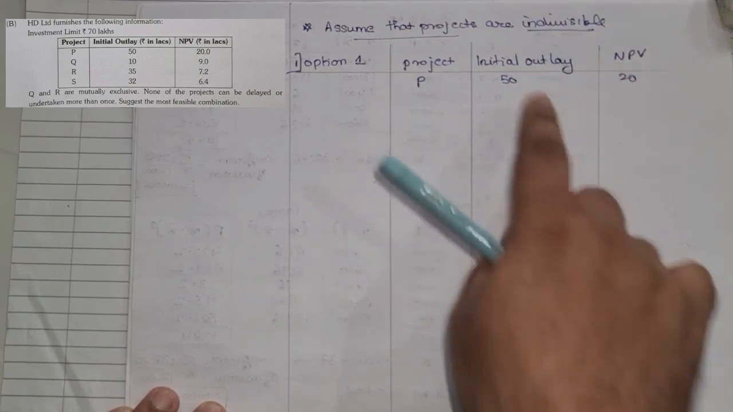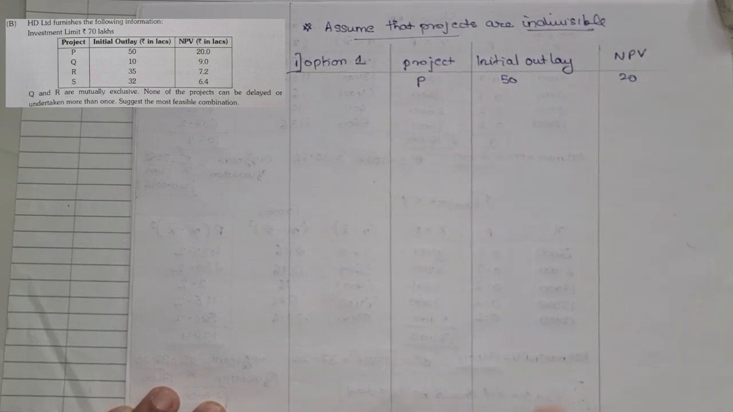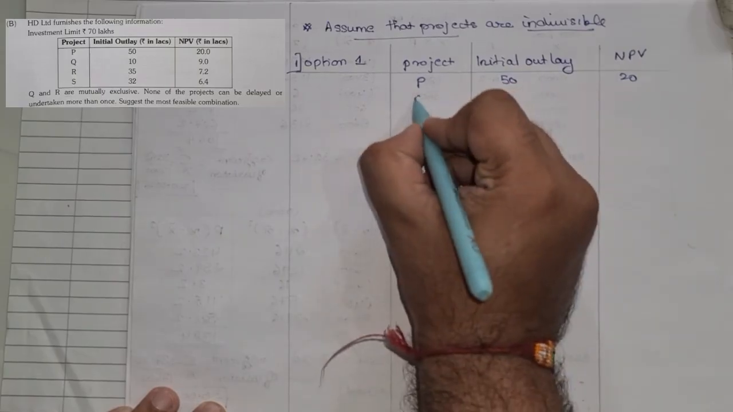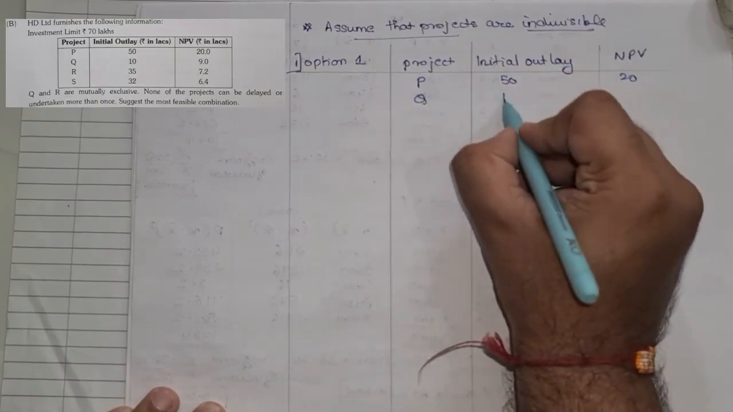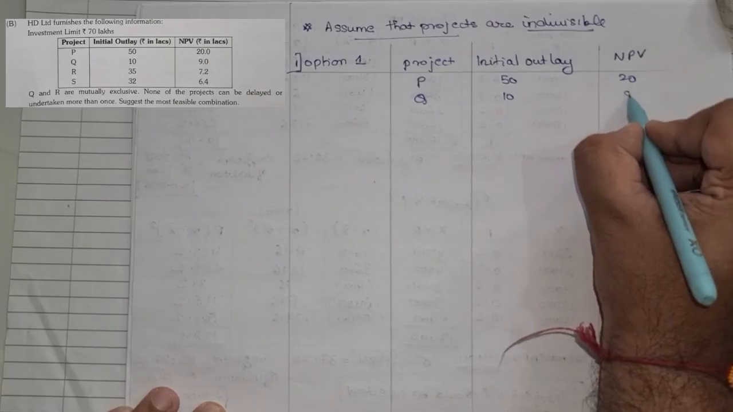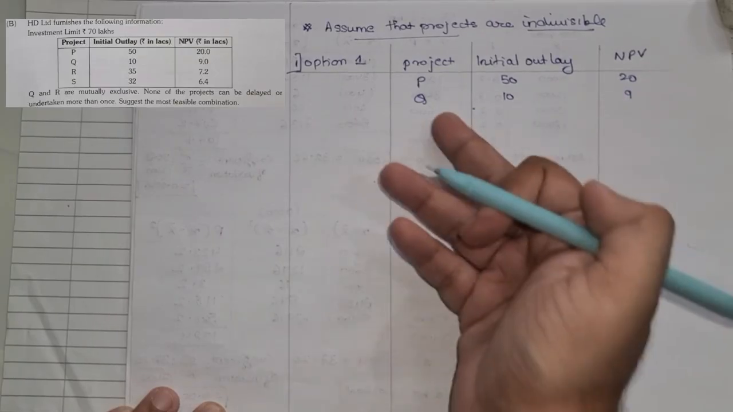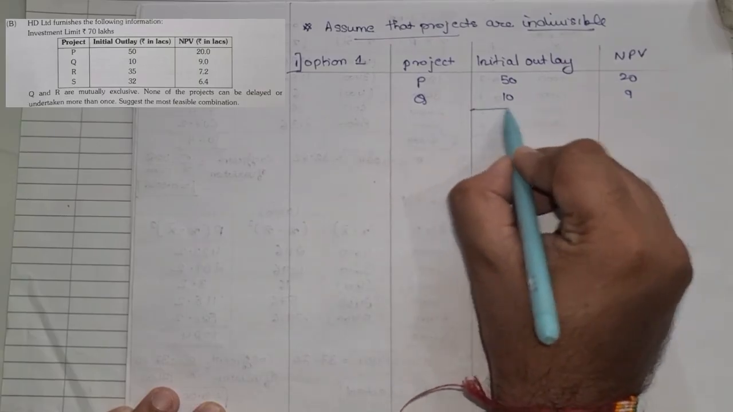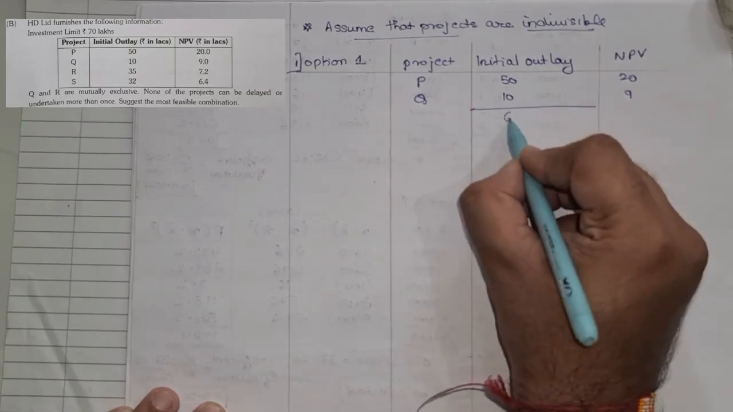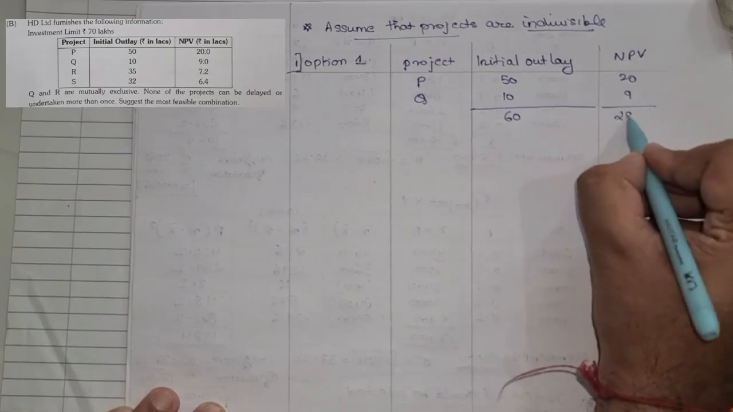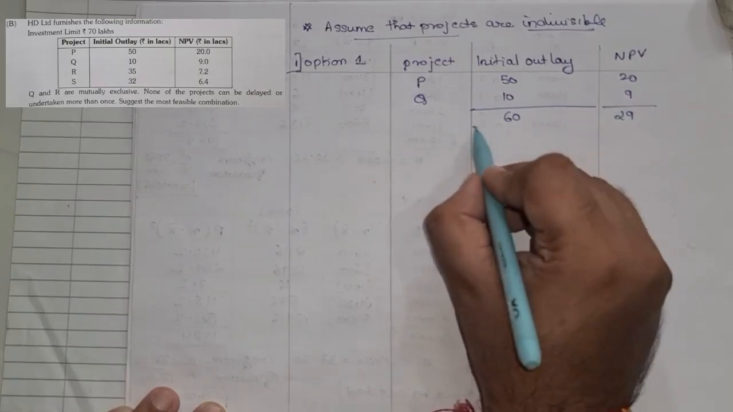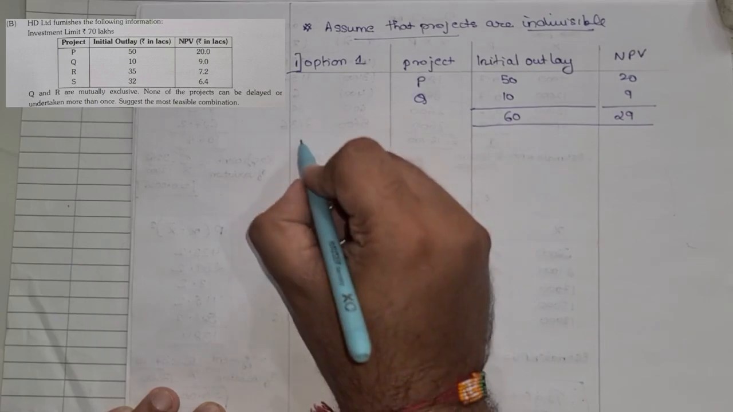But out of 70 lakhs, 50 lakhs is already used. So now I'll have to make a combination with something which does not cross 70 lakh. So what if I take P and Q? Q's outlay is 10 lakh and the NPV is 9. If I take up any more project, it will become more than 70, which cannot happen. So this is 60 lakhs and I'll be getting 29 lakh NPV under my first option.